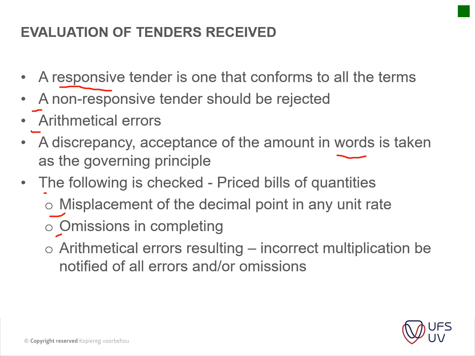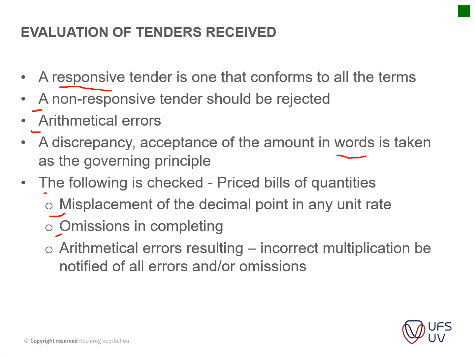What happens is the estimator fills in the wrong amount, which makes a big difference, or in the amounts. So these types of errors are ironed out. It depends on the client and how they want to go forward. Sometimes the contractors just reject it if they made mistakes like that. Other times they actually ask to correct their mistake.